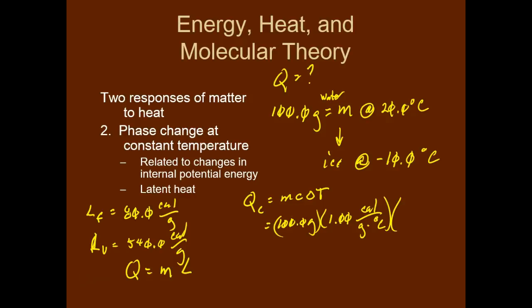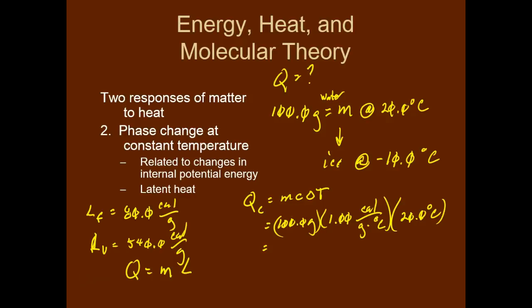Exactly. You only cool the water down to the freezing point, which is 0. So the delta T for the first stage of this is going to be 20.0 degrees Celsius. So that's your Q of cooling. Now, this is pretty easy math here. 100 times 20 would be 2,000, right? Times 1 is still 2,000.